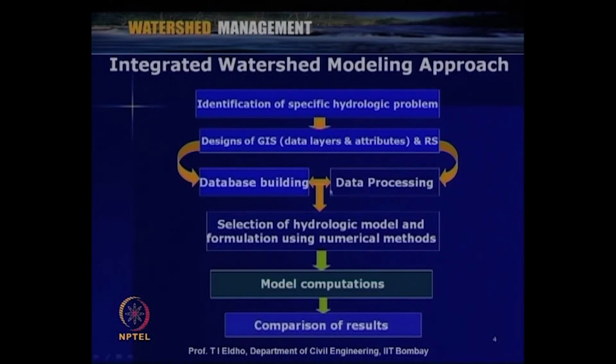Then the next step is either we can develop the hydrologic model, or we can select a hydrological model and then formulate it using numerical methods. We can select the approach through conceptualization and mathematical modeling, and then either choose an appropriate hydrologic model, or develop our own model based upon the needs of that particular problem. Once the model is chosen or developed, as we discussed earlier, we have to calibrate and validate. All those things are needed. Then we can go for the model computations. The next step is model computations.